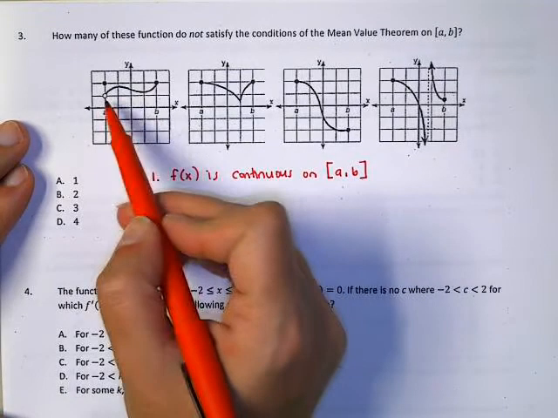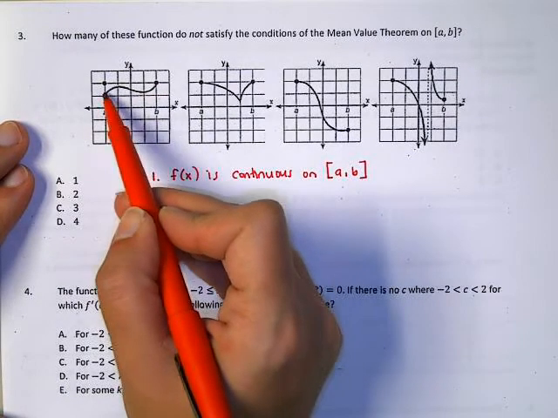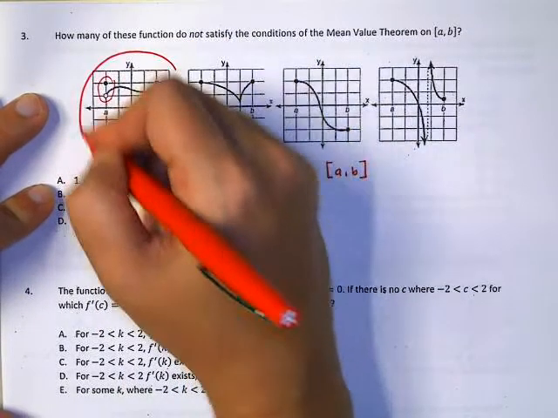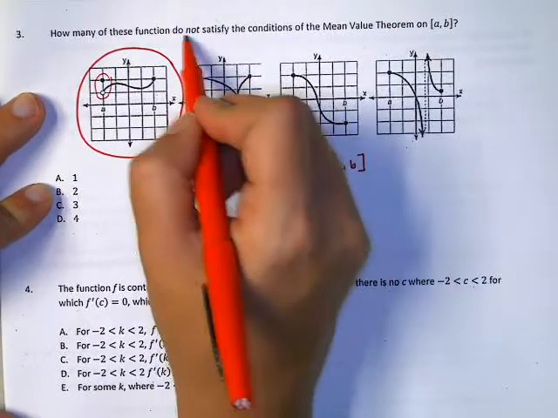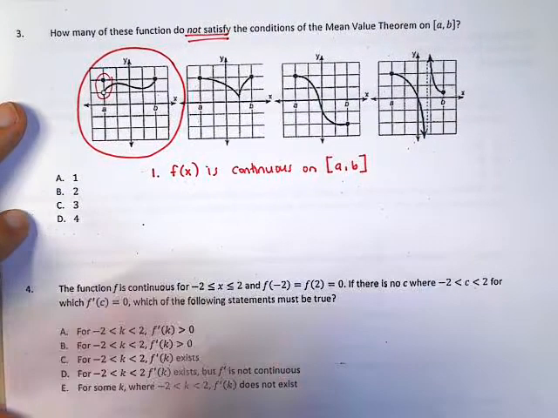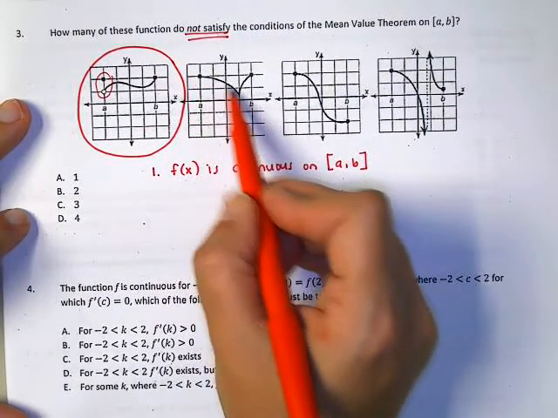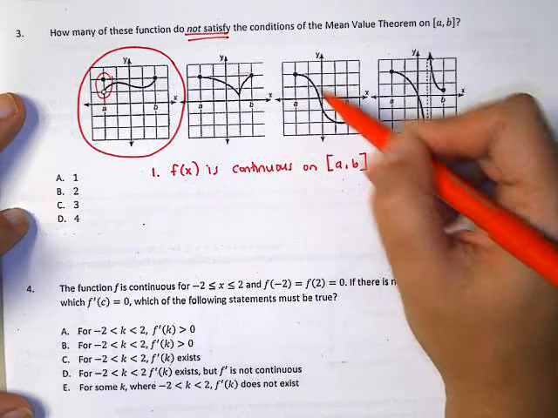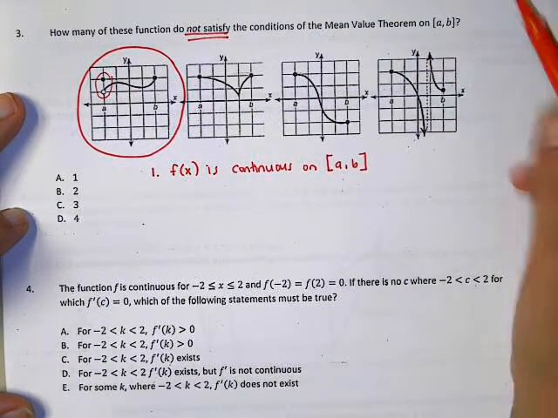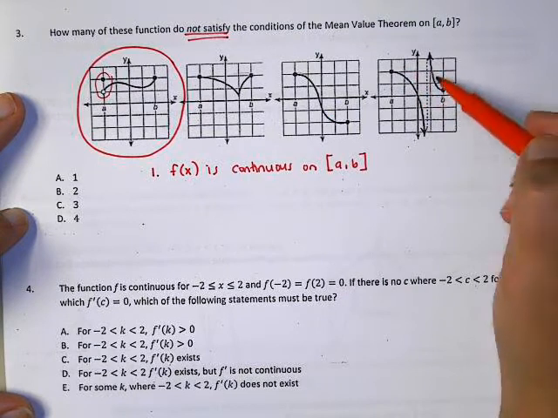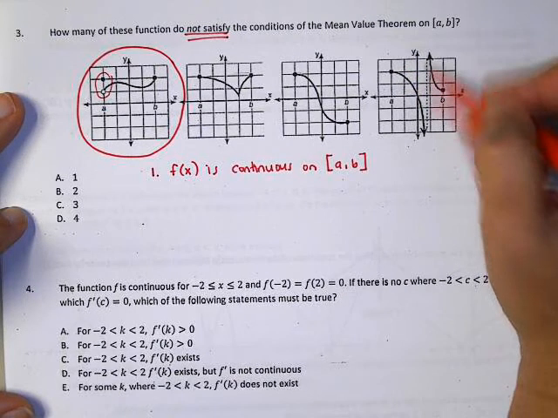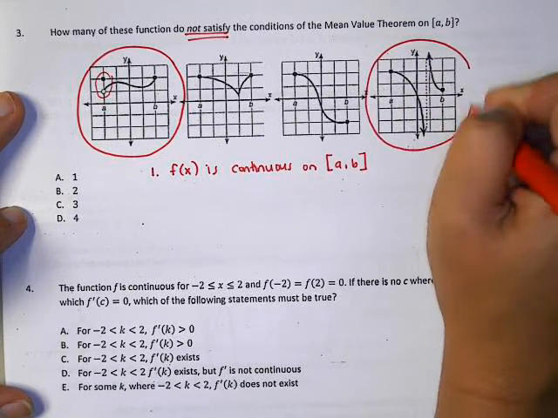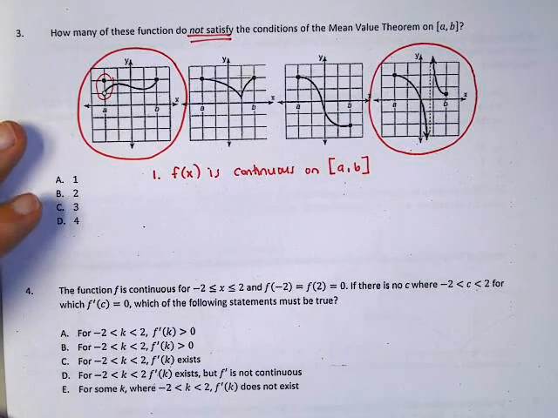If I look at the first function here, everything is connected except this endpoint. So this function does not satisfy the conditions, which is what I'm looking for. For the next one, everything is connected, including the endpoints. We're good. For the next one, everything is connected, including the endpoints. We're good. And lastly, we've got a discontinuity in the middle. We've got a vertical asymptote, so not everything is connected, which means this one does not satisfy the conditions.